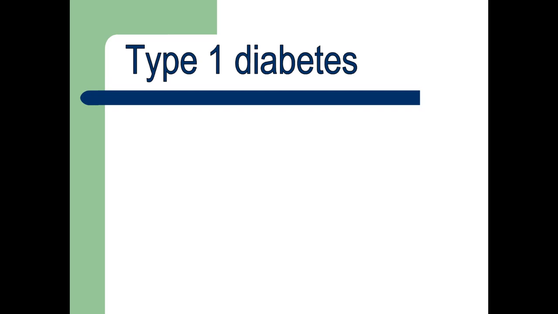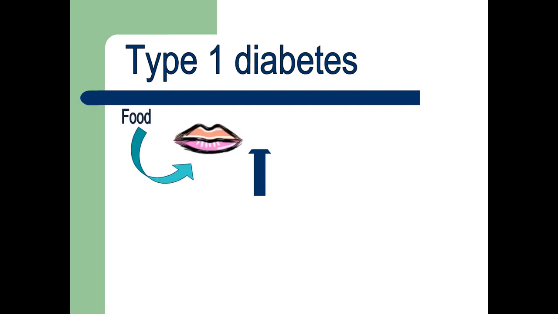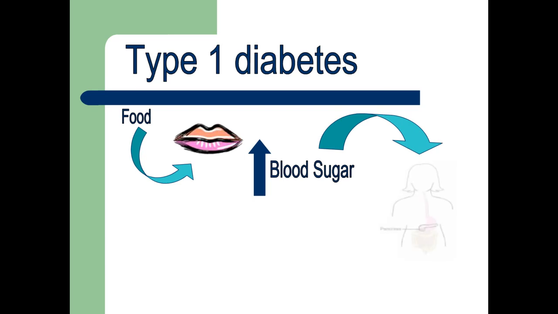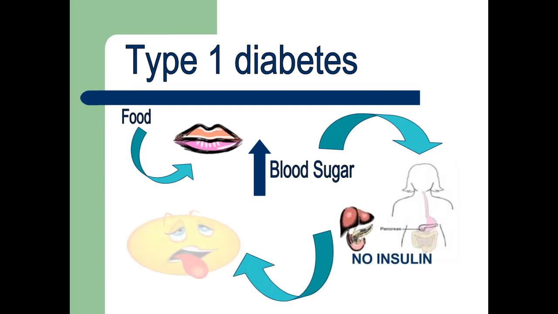Here's the process. You eat something that causes your blood sugar to rise. The pancreas is not making insulin. Your body needs to process the sugar. This causes fatigue, thirst, and other symptoms.